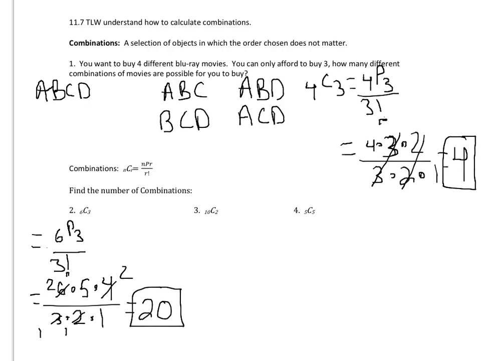So 10 choose 2. You would have 10 minus 2 is 8, so that means you forget 8, 7, 6, 5, 4, 3, 2, 1, so you just have 10 times 9 divided by 2 times 1. 9 times 5, 45.